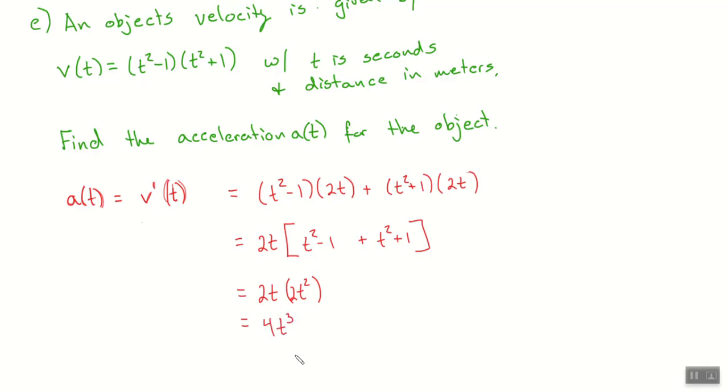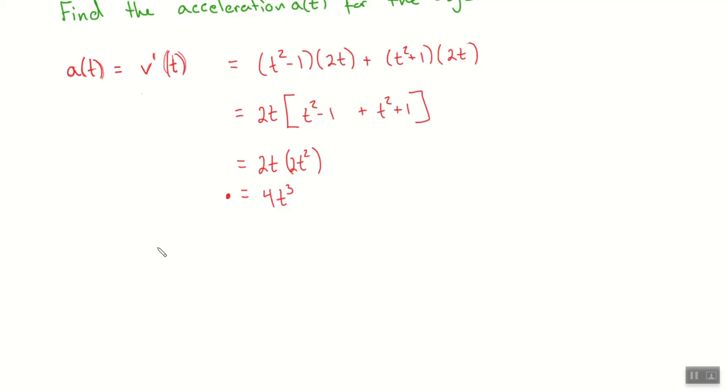4t cubed. 2t times 2t squared, 4t cubed. Okay. Everybody all right with that? Okay. Last, this, you can write it down if you want. It's a fun fact. If I start here, what is this? Seconds in time. So this isn't seconds.